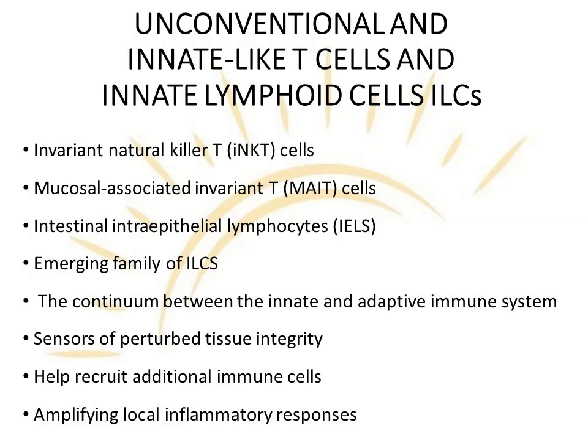These tissue-resident lymphocytes span the continuum between the innate and adaptive immune system and share a number of features pertaining to their tissue-resident functions. It is thought that these cell populations act as sensors of perturbed tissue integrity, such as from infection or injury, and help recruit additional immune cells from blood, as well as amplifying local inflammatory responses through their effect on parenchymal cells.